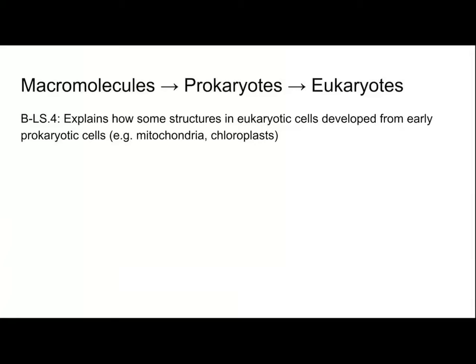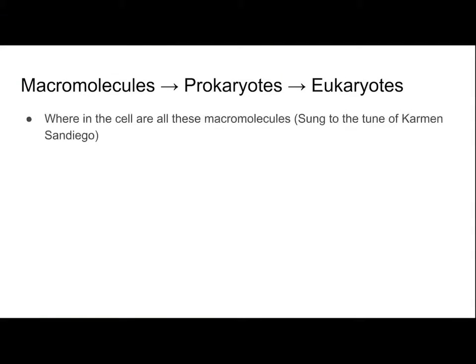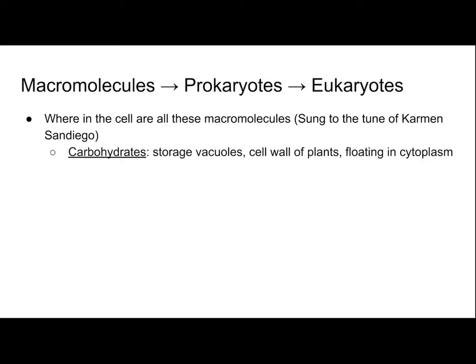In this section of notes, we are going to discuss how we get cells by putting together these different macromolecule types. So where in the cell are all these macromolecules? We're going to start with carbohydrates.